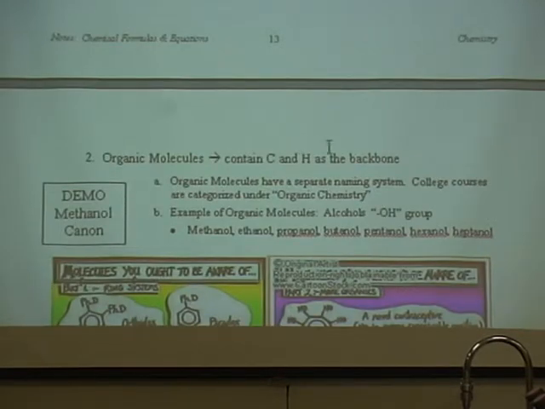There's a whole set of rules for organic molecules, but we're not going to worry about them till we get to organic chemistry.